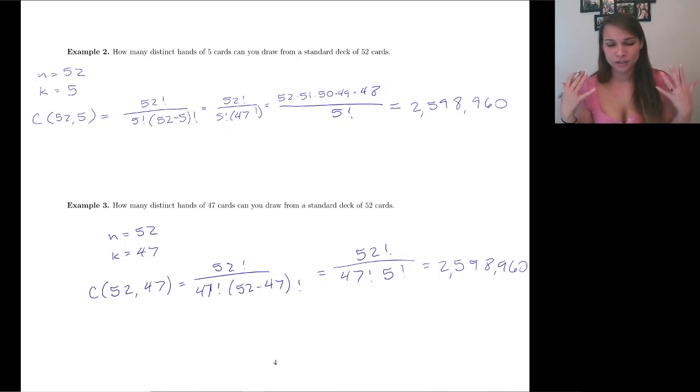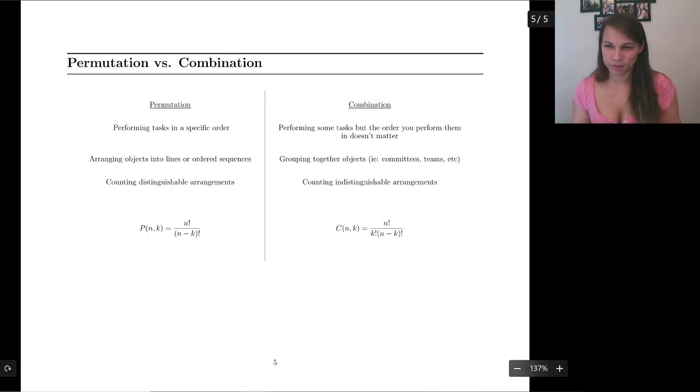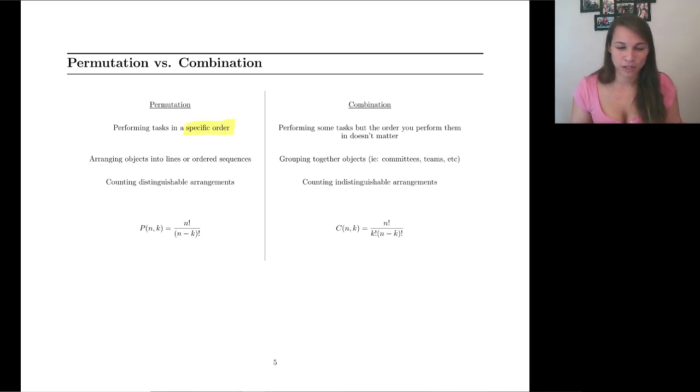So again, just to really drive home the difference between permutation and combination. Permutations would be like performing tasks in a specific order. We care about order. With combinations, you can perform some tasks, but it doesn't really matter what order you do them in. So maybe you have to do the dishes and take out the recycling. It doesn't really matter which one you do first. But if you think about eating dinner and brushing your teeth, now maybe the order matters. Maybe we want to brush our teeth after we eat dinner.